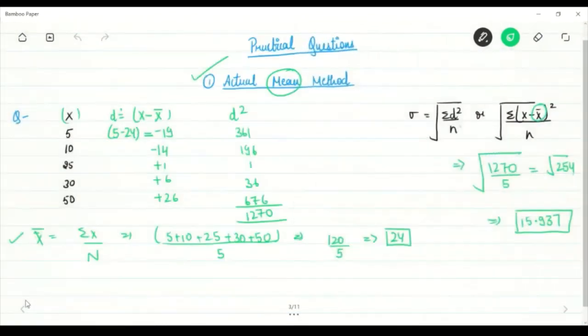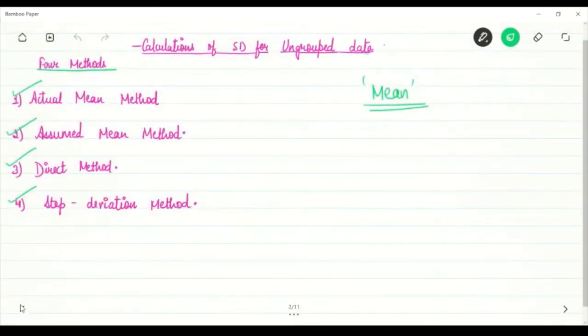I hope I was able to make you understand these concepts, and I will be back with the calculation of standard deviation for grouped data. I will upload that video today only, so that there will be no gap between the concepts.